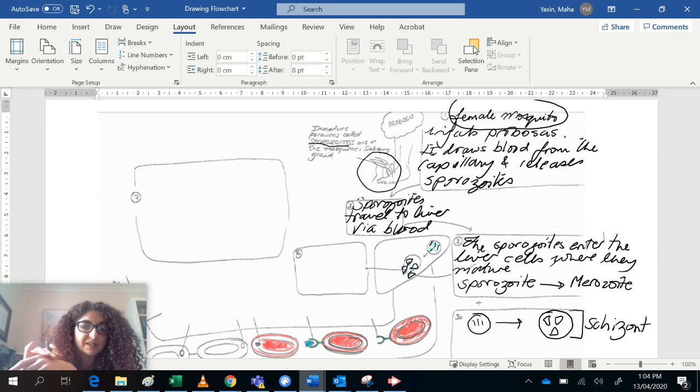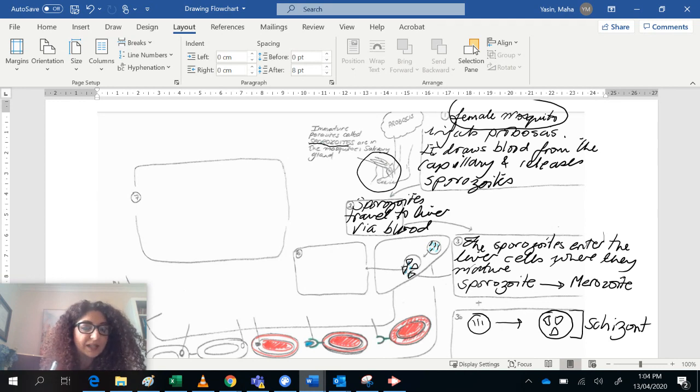Of course, we understand that underneath the human skin, we've got capillaries. So it's injecting the proboscis, just like that, into the skin. When it injects it into the skin, the female mosquito is drawing blood, and it's drawing blood because it actually needs to nourish its eggs. Remember, we spoke about that in the previous lesson. And as it's doing that, it is releasing these sporozoites into the body.